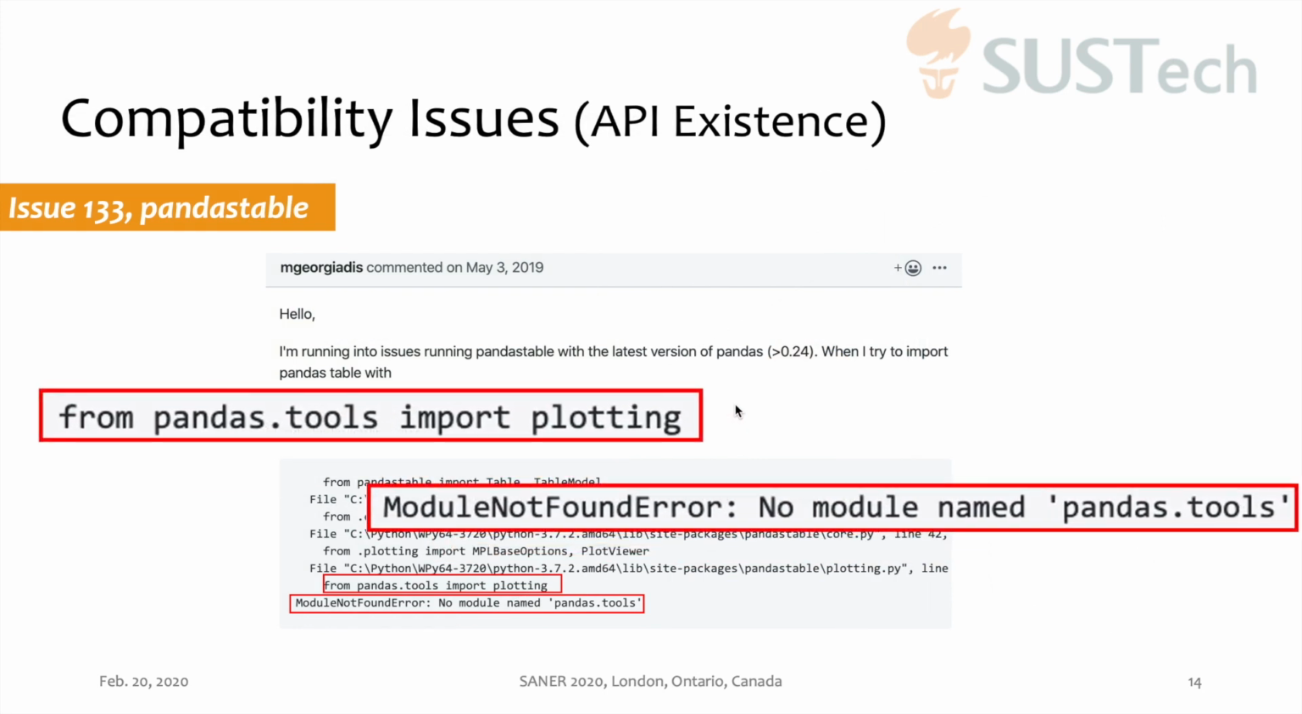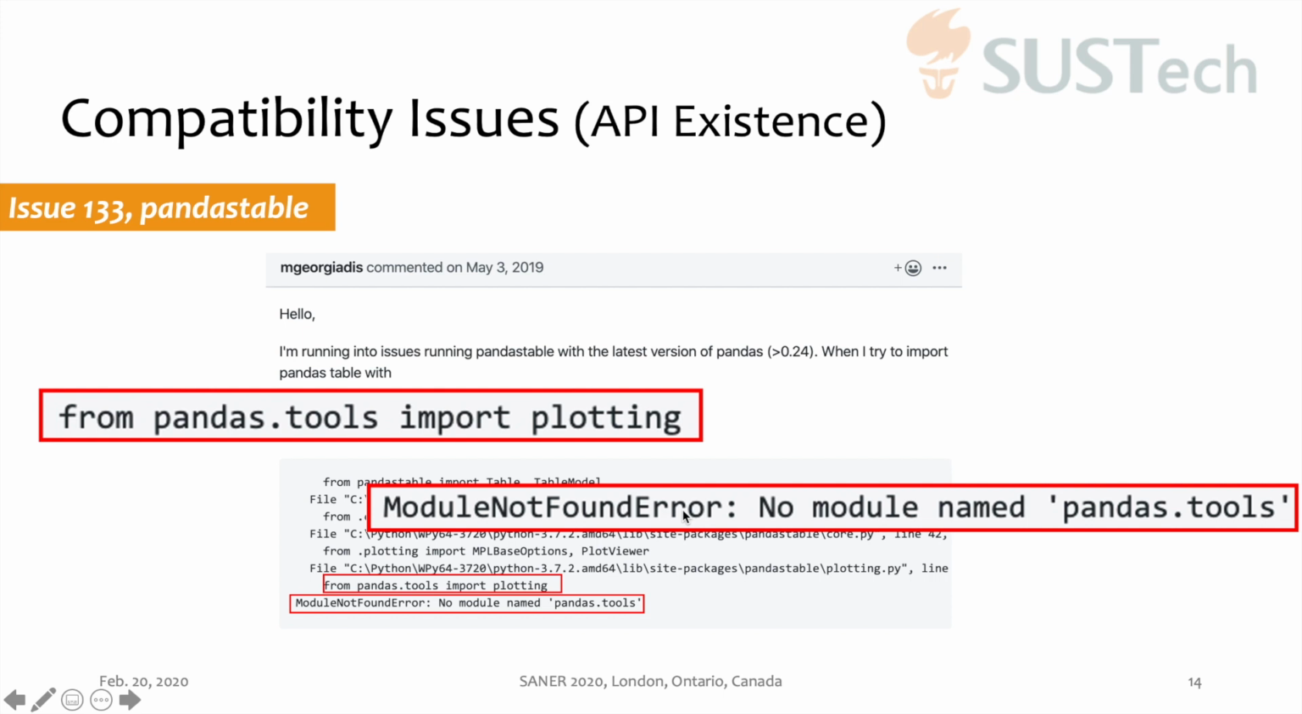I am Zhao Xu. In the following, I'm going to use 2 real-world examples to show how Python framework API evolutions affect real-world clients and how developers react to them. The first example comes from a project called Pandas Table. When users run this project on Pandas 0.24, it throws a module not found error.